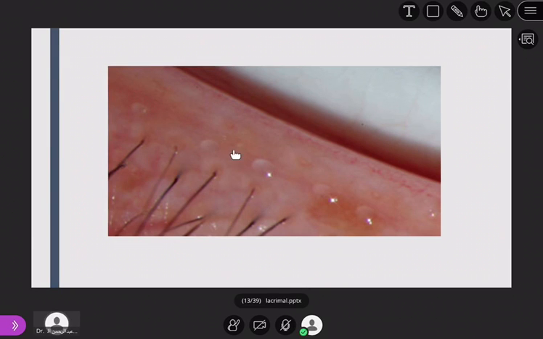These are the meibomian glands. The dots here, the droplets, these are lipid. These are the openings of the meibomian glands, and these are lipid. These are secreted from here.